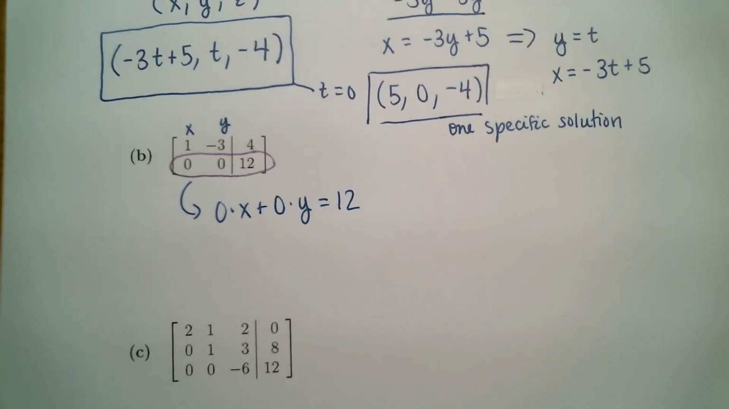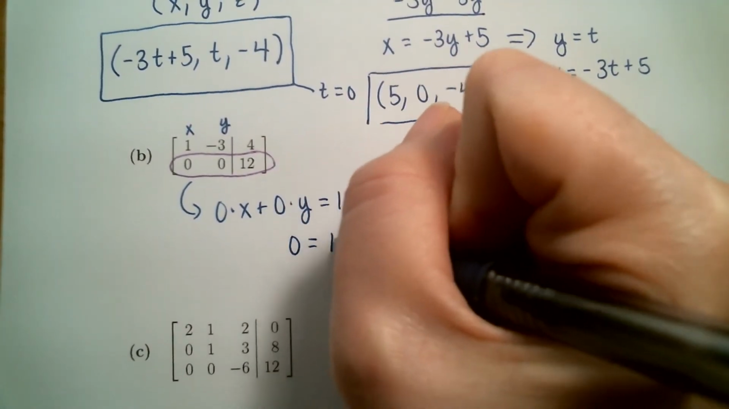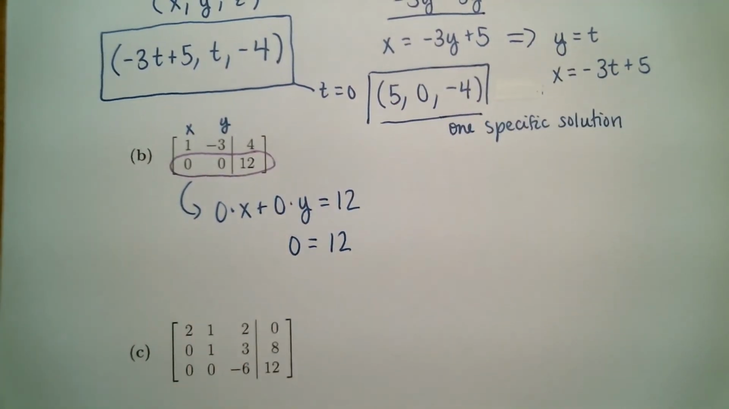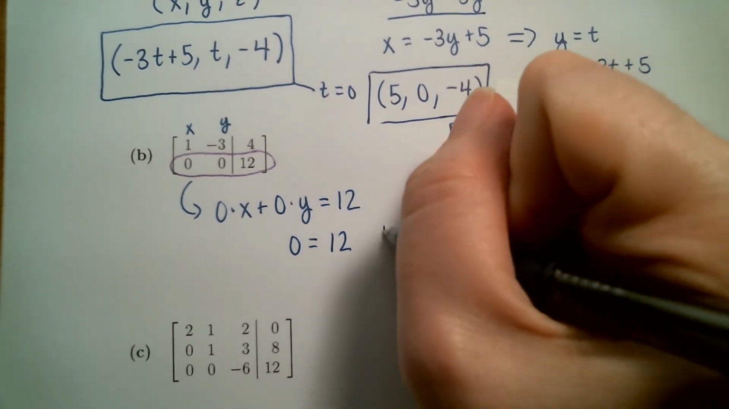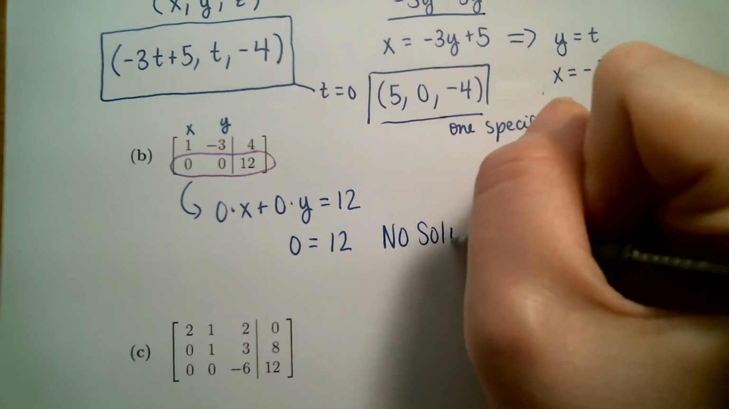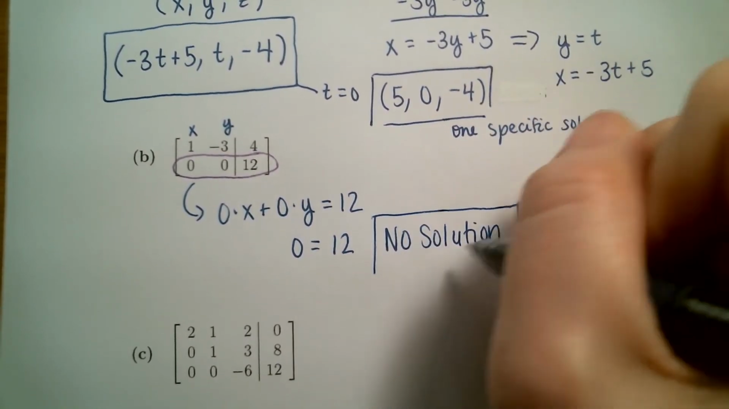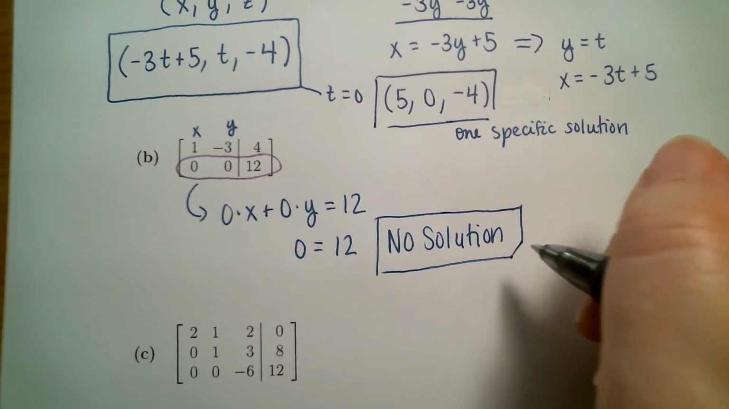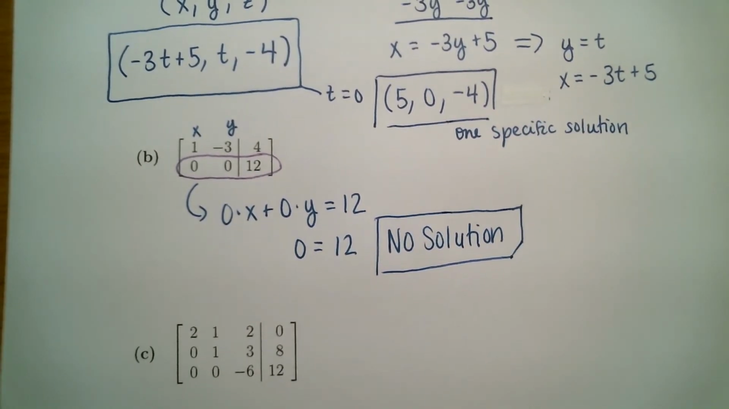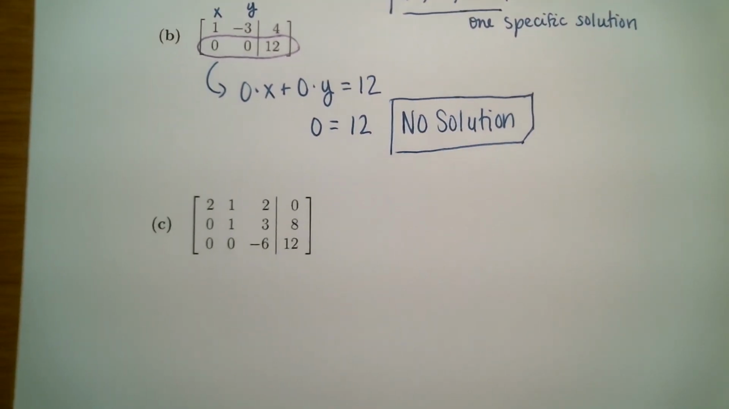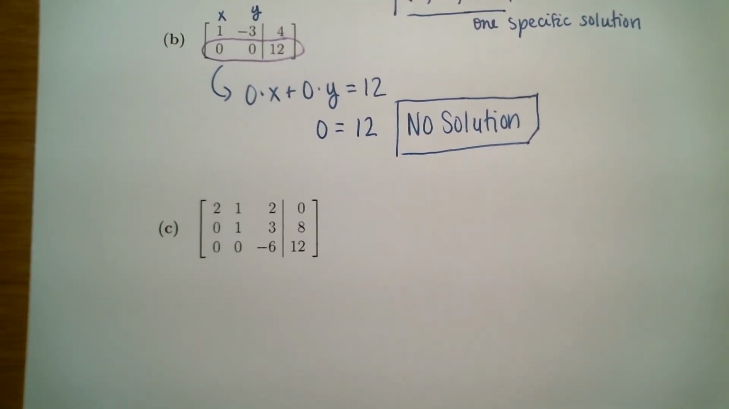If you clean up that equation, anything times 0 is 0, so you're going to get 0 on the left, 0 is equal to 12. That doesn't make any sense. That's a false statement. So this would be the case of no solution for the corresponding system of equations. All right, that was pretty straightforward. Last one, let's look at part C.